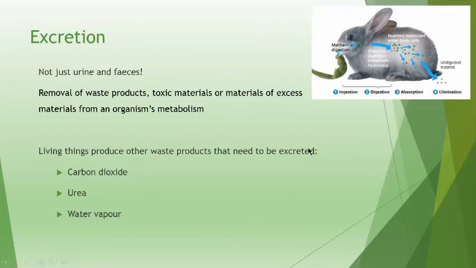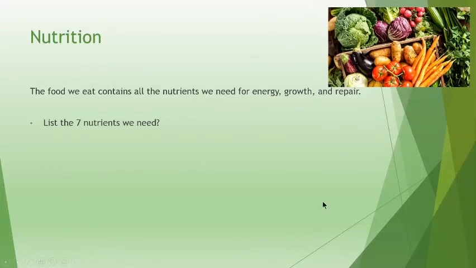Okay, excretion. So it's not just urine and feces, it is the removal of waste products, toxic materials, or materials in excess from an organism's metabolism. Living things produce other waste products that need to be excreted. So carbon dioxide, urea, water vapor, etc.